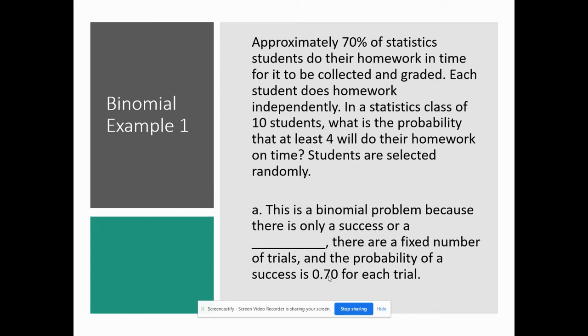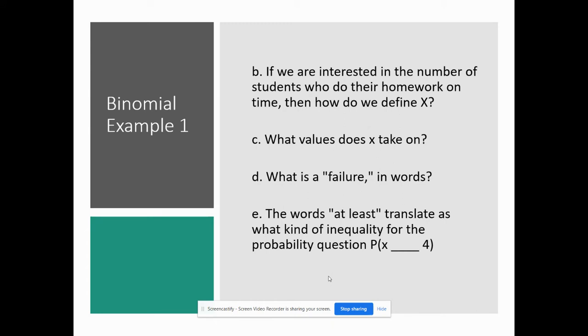All right, this is a binomial problem because there is only a success or a blank, there's a fixed number of trials, and the probability of each success is 0.70. Remember we talked about there being a success or failure, so the missing word in there is failure. If we're interested in the number of students who do their homework on time, how do we define X, and what values does X take on? And what is failure in words? And the words at least translate to what kind of inequality for the probability question?